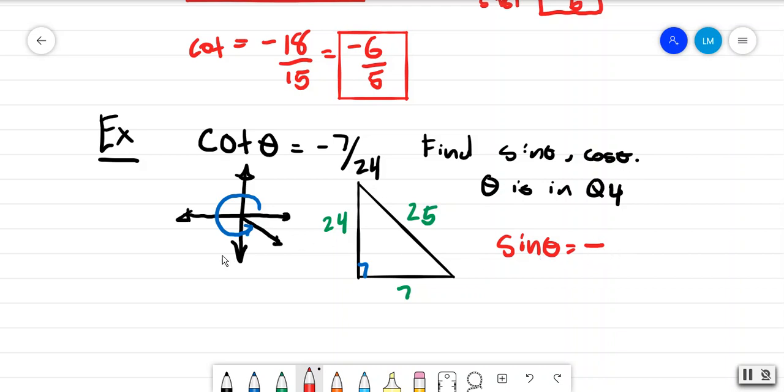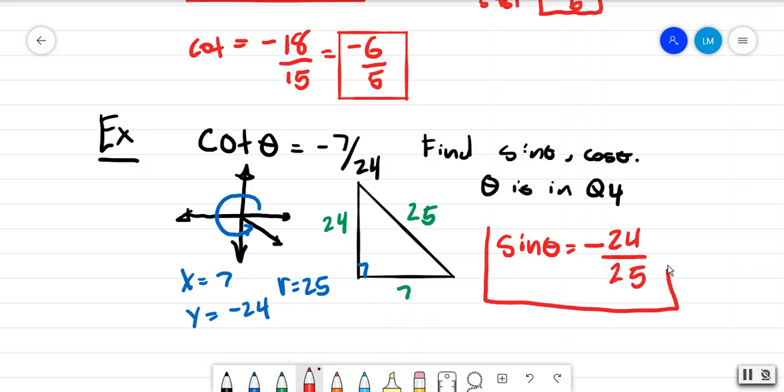Okay, so what did we learn here? Well, basically, we learned that x was equal to 7, y was equal to -24, and r is equal to 25. So what that means is that you have -24 over 25. So that gave me that sine was -24/25.